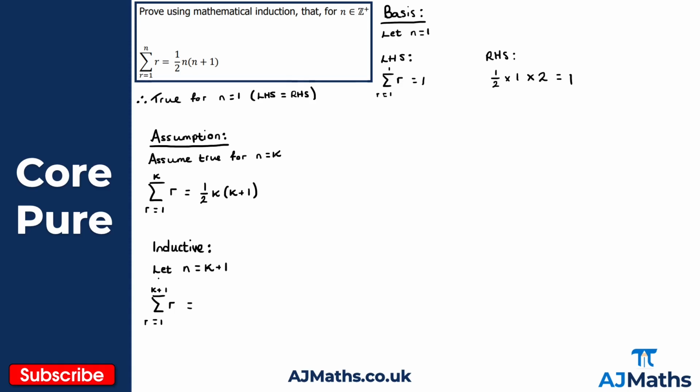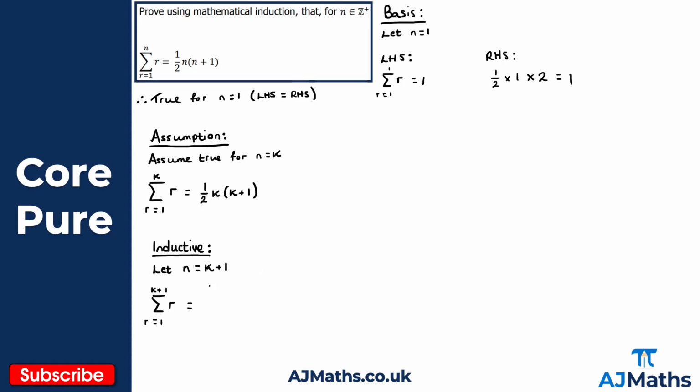Now for this summation here, like we said, we're going to use the assumption step to help us with the inductive step. So let me just underline the inductive step here. And how can I use step 2, the assumption step, to help us with the inductive step? Well, we know that the summation of r from 1 to k is equal to this. So what I can do is take the summation from 1 to k and then add on the final term, because that would give me the summation from 1 to k plus 1.